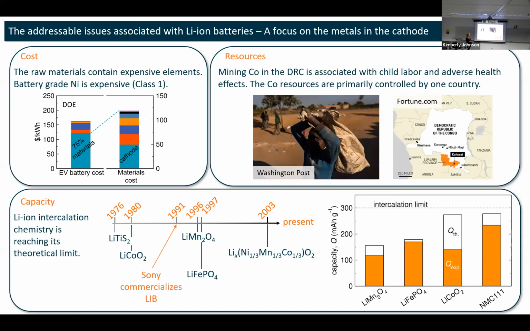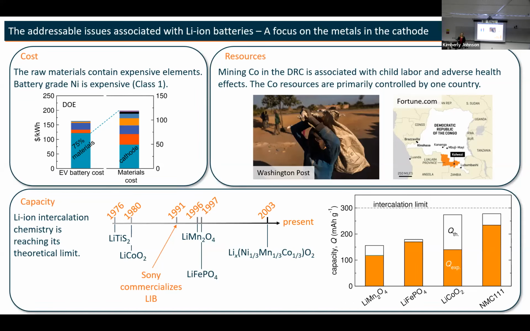Resources is another issue that we're working with. So cobalt is primarily mined in the Democratic Republic of the Congo in a copper vein in the south part of that country. There's several child labor issues associated with cobalt mining and adverse health effects. So we'd really like to get away from cobalt.